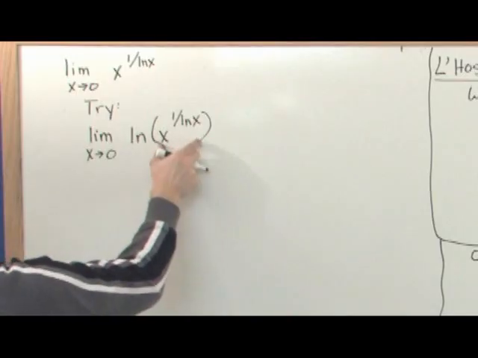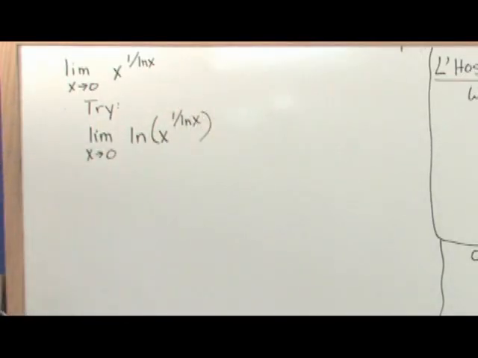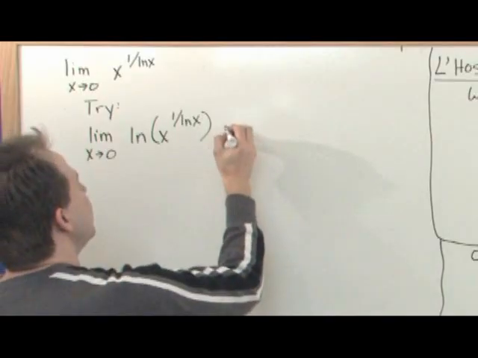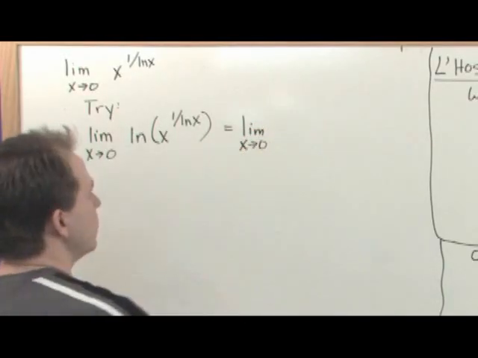The original function was this. We were taking the limit. Now I'm going to wrap the whole thing in a natural log. Okay, and now we're going to take the limit of that beast, and I'm going to show you at the end that that's useful.